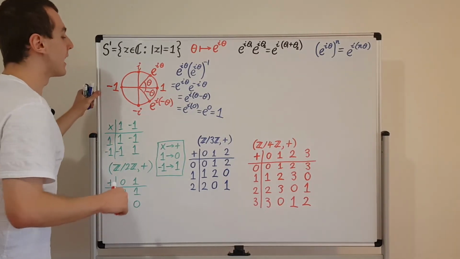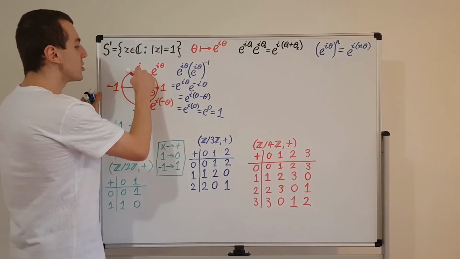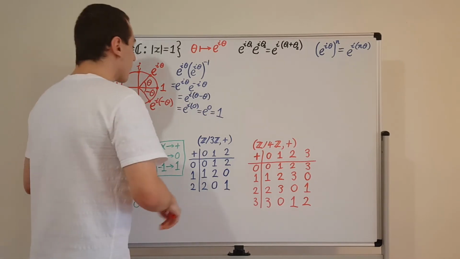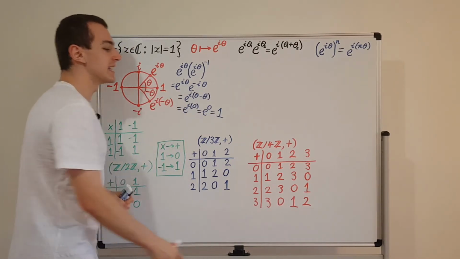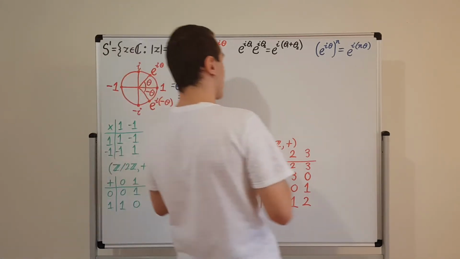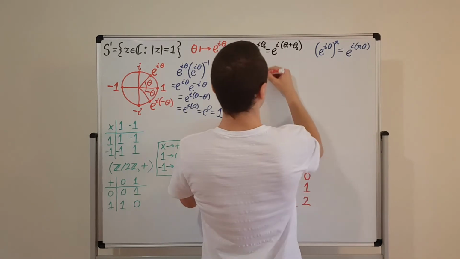Now let's take a group of order 4. Let's take 4 elements, those 4 elements that intersect the axes, 1, i, minus 1, and minus i. We're actually going to find that that group is isomorphic to this group that I've written in red. So I'll do that up here. Over here we had addition, now we're going to have multiplication. So I'll try and line this up.